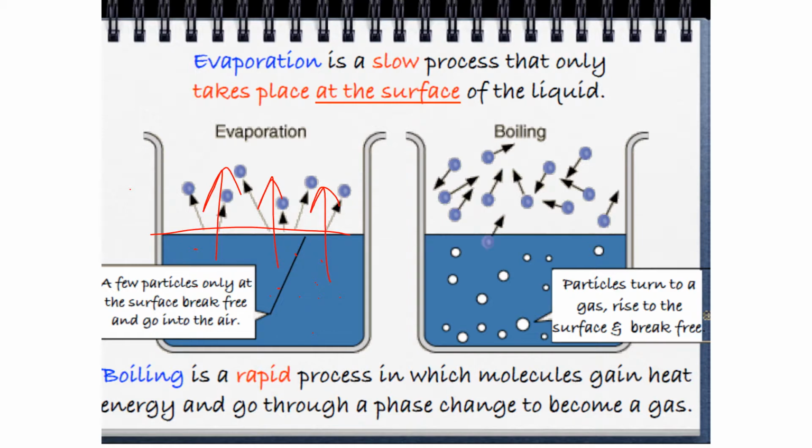Boiling, on the other hand, the particles turn to a gas, rise to the surface, and break free. So with boiling, you are giving the particles an external energy source, such as heating it on a stove or on a hot plate. So those particles are gaining kinetic energy from an external source. As they bump into each other below the surface of the beaker, they are transferring energy to one another, and then eventually, over a shorter amount of time than evaporation, those particles are able to go from the liquid phase to the gas phase. Boiling is a rapid process in which molecules gain heat energy and go through a phase change to become a gas.